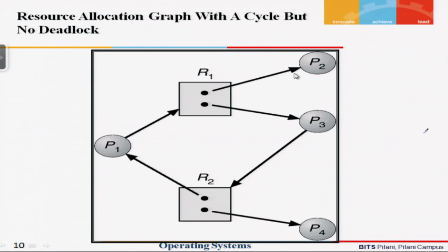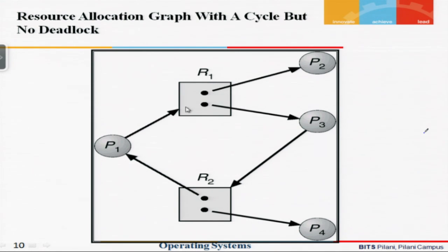Now, P2 does not require any other resource because there are no request edges. Because it does not require any resources, P2 will complete its operation in due course of time. Once it completes its operation, it is going to release resource R1. Now, when the resource R1 gets released, this resource can be allocated to the requesting process P1.